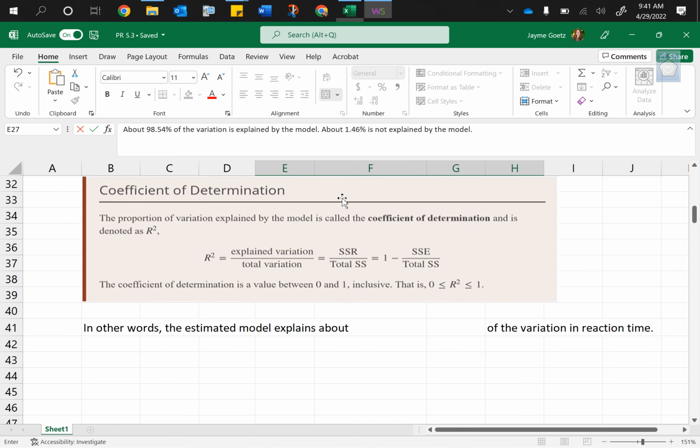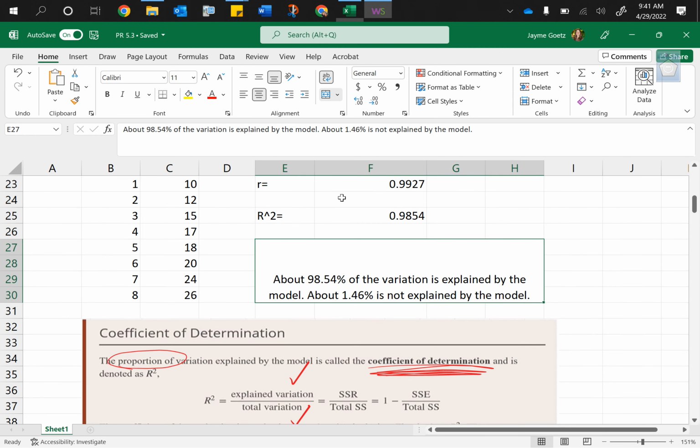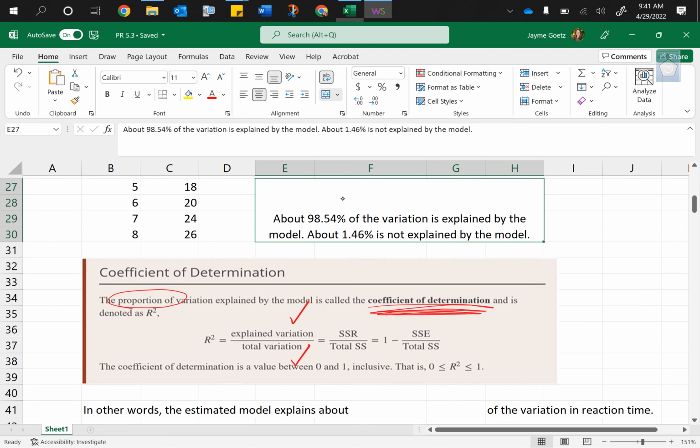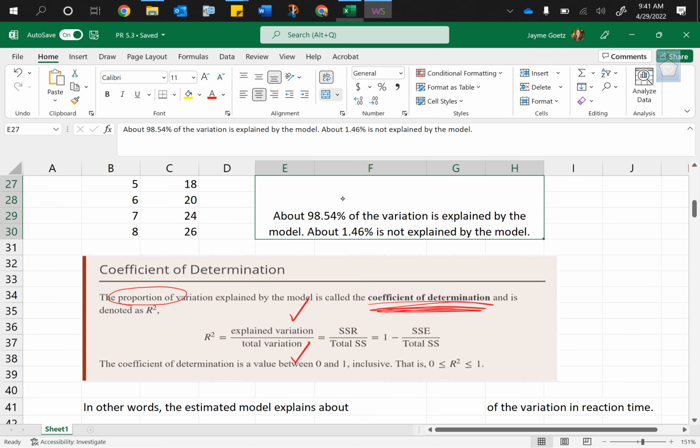So the next thing we're going to talk about is the coefficient of determination. What we just found, that r squared value, is called the coefficient of determination. It's denoted as r squared. And what that is, is a proportion. It is the proportion of variation: the explained variation over the total variation. Okay, the explained variation over the total variation.